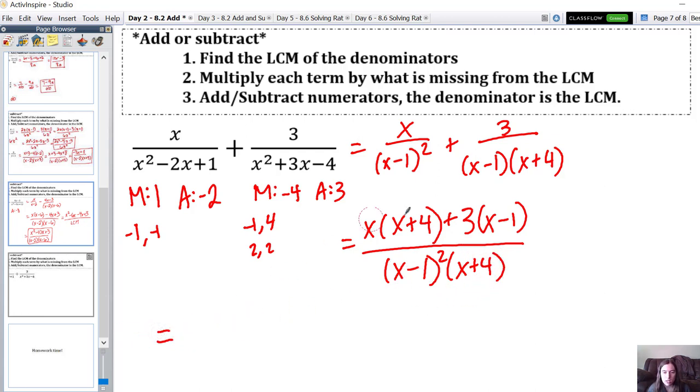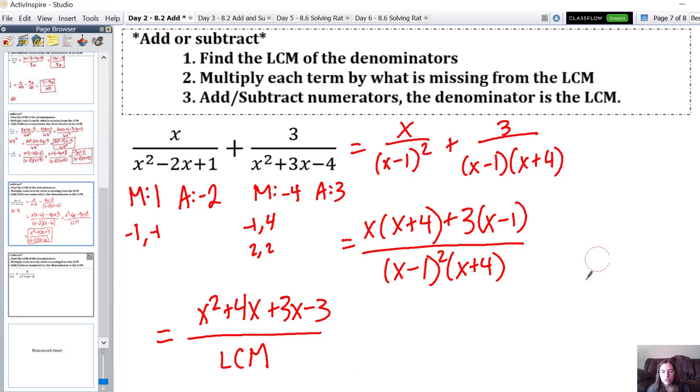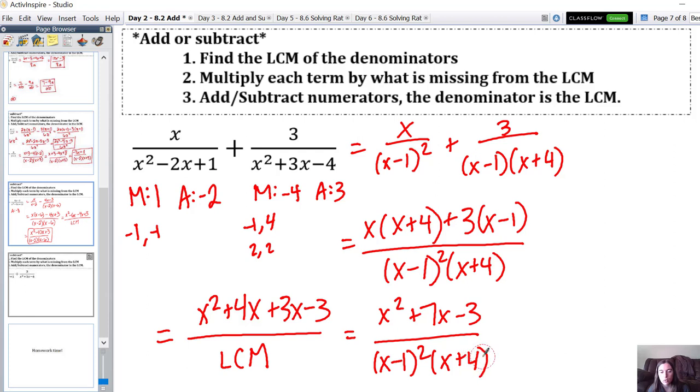Now let's distribute so we can start to simplify. Distributing the x, we have x squared plus 4x. Distributing the 3, we have 3x minus 3. Again, I'm just going to put LCM for now, and then I'll change it back at the end. Combining like terms, 4x plus 3x is 7x. So we have x squared plus 7x minus 3 over x minus 1 squared times x plus 4. Again, I would need something that multiplies to negative 3 that adds up to 7. That doesn't exist, so this is as simplified as this gets.